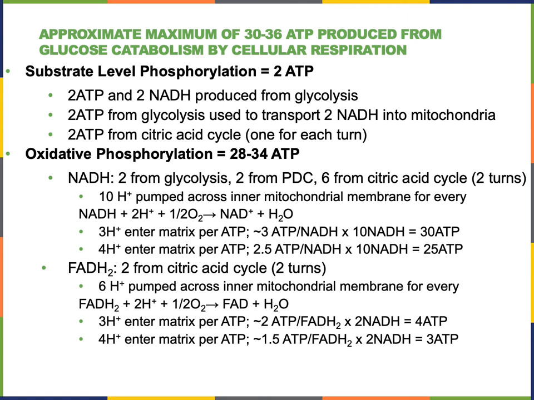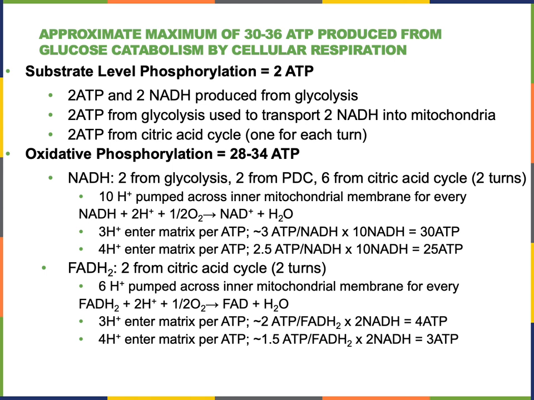So overall, if we have 10 NADH molecules that get oxidized, and we can transport that ATP out of the mitochondria, we'll have 25 ATP generated from NADH. And then for our two molecules of FADH2, we'll be able to transport three molecules of ATP out of the mitochondria. That gives us the total 28 ATP from oxidative phosphorylation and 2 ATP from the citric acid cycle.